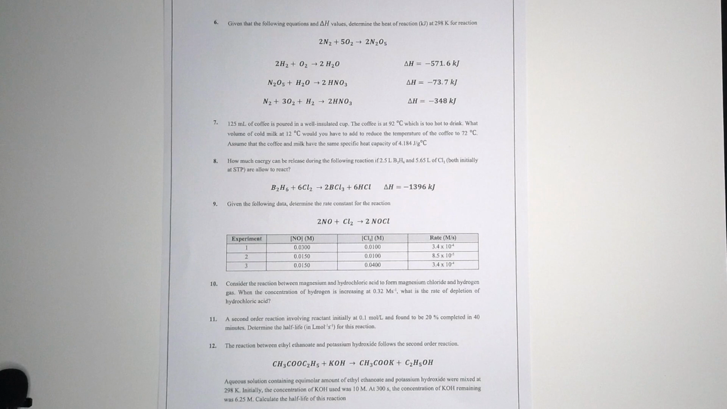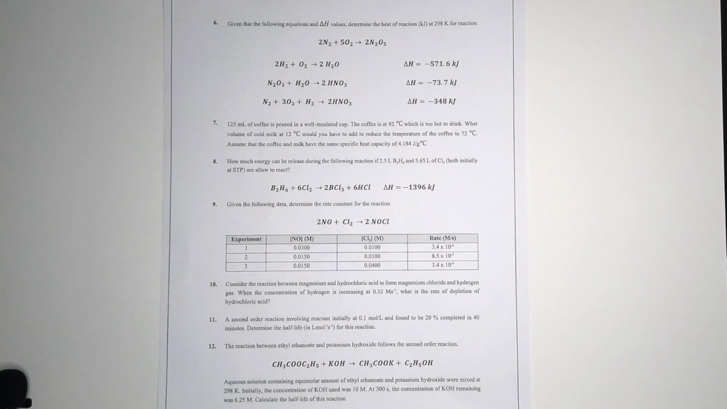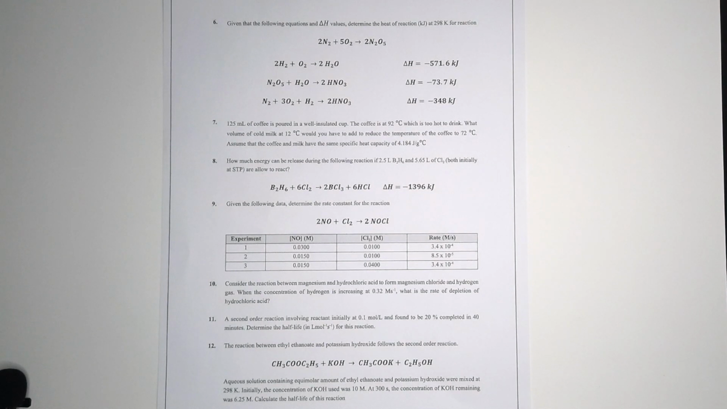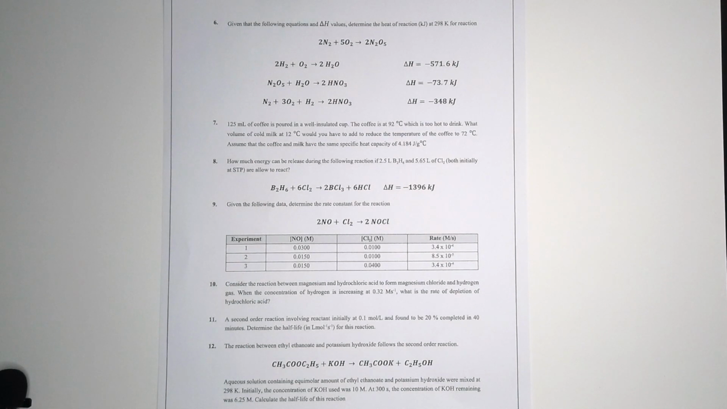Moving on to question number 8. How much energy can be released during the following reaction if 2.5 liter of B2H6 and 5.65 liter of Cl2, both initially at STP, are allowed to react? So given to you is this equation with the delta H equivalent to negative 1396 kilojoule. Since you were given the volume of the reactants, you need to find the number of mole for each reactant. Since you were given the volume and also the temperature and pressure, you are able to find the number of mole for each of the reactants.